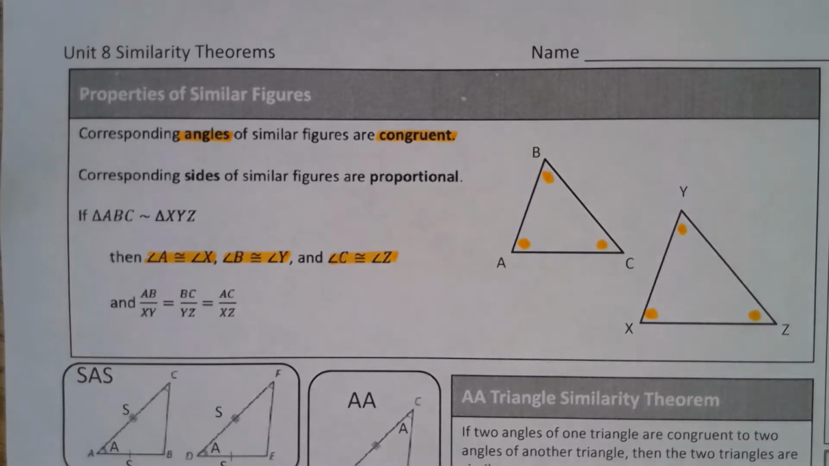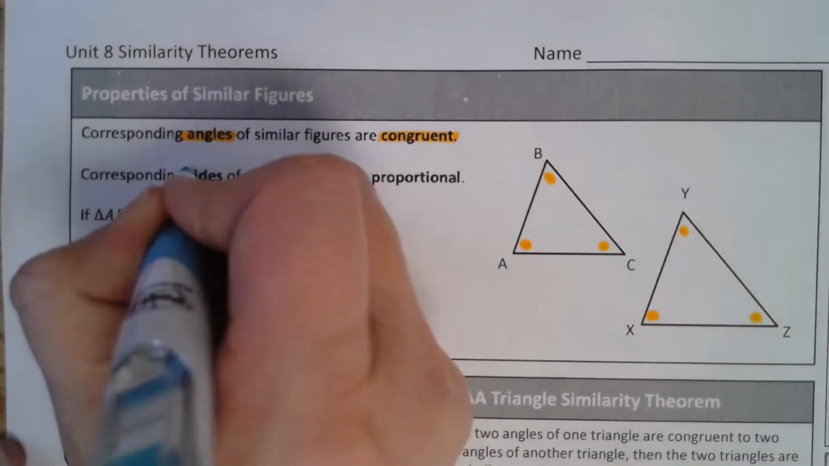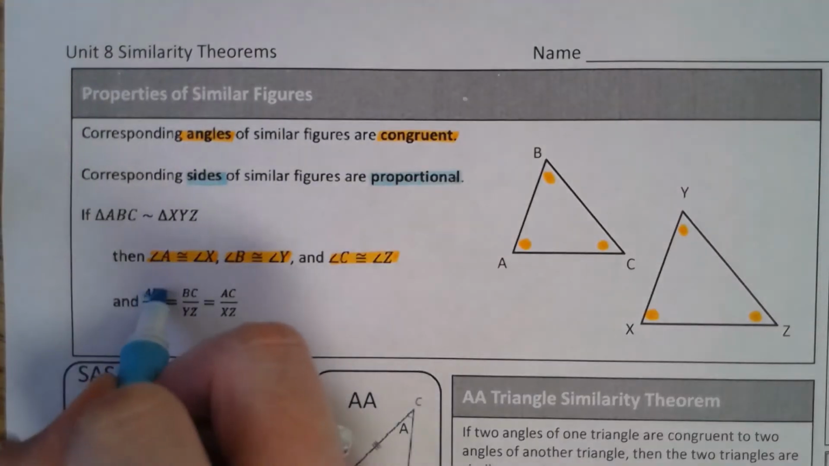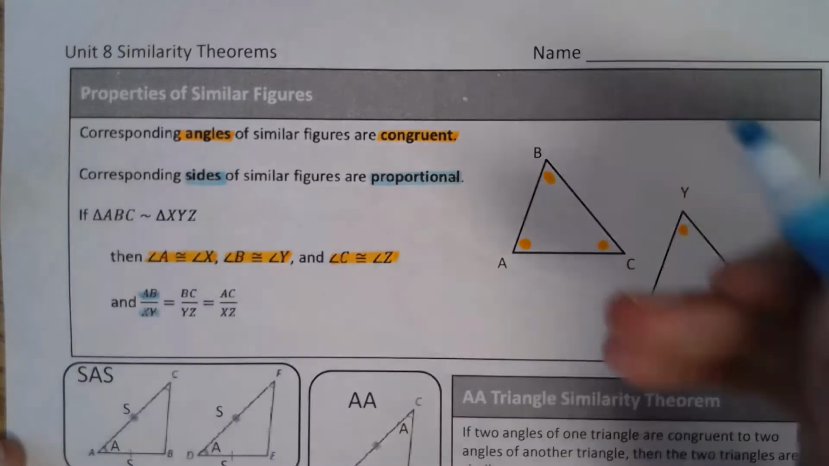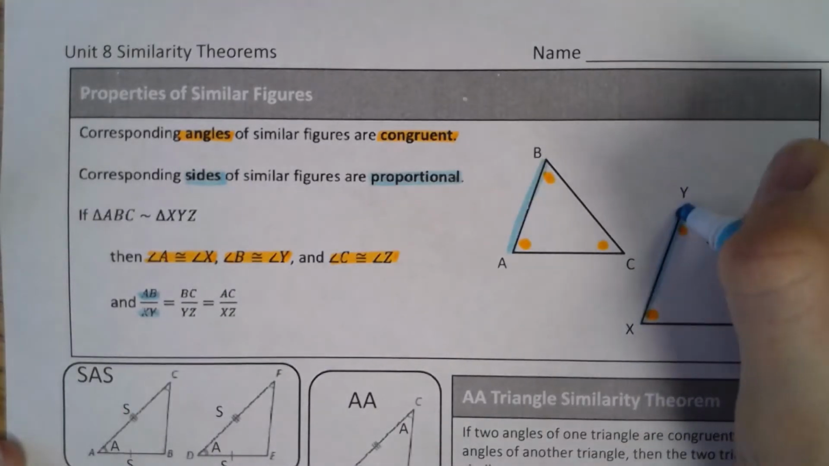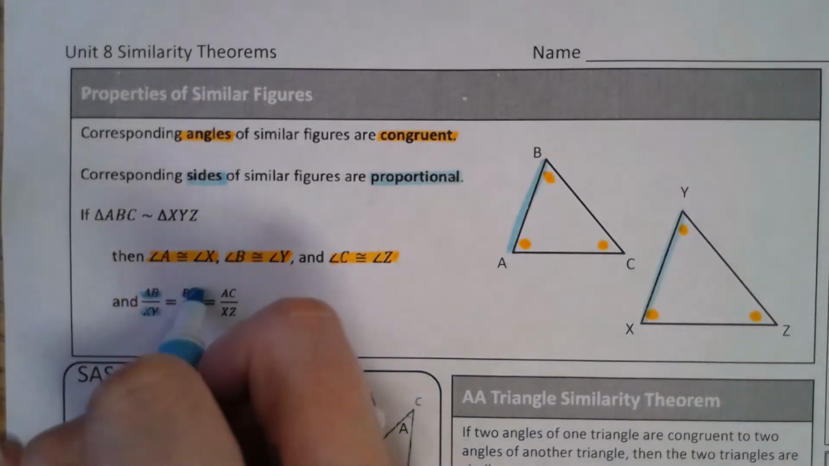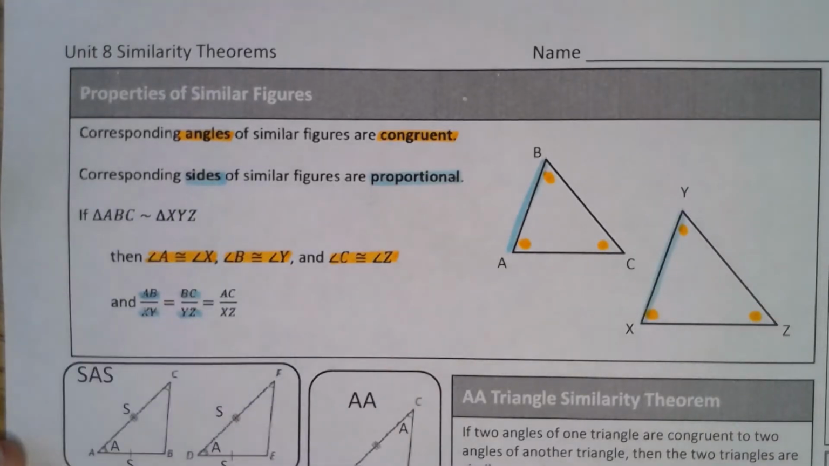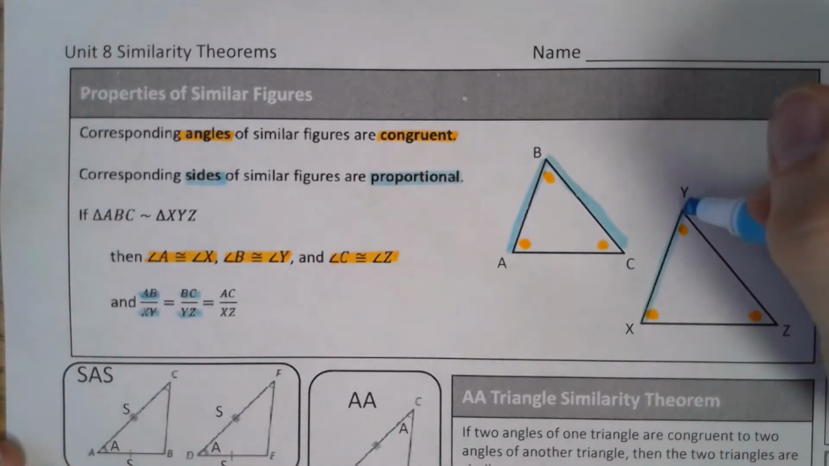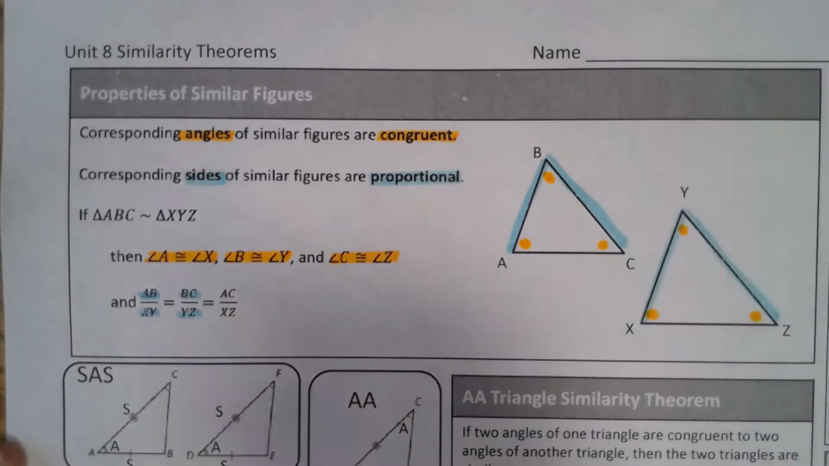We're also going to have that corresponding sides of similar figures will be proportional. So AB corresponds to XY. This side here, AB, corresponds to XY. BC corresponds to YZ. And AC corresponds to XZ.